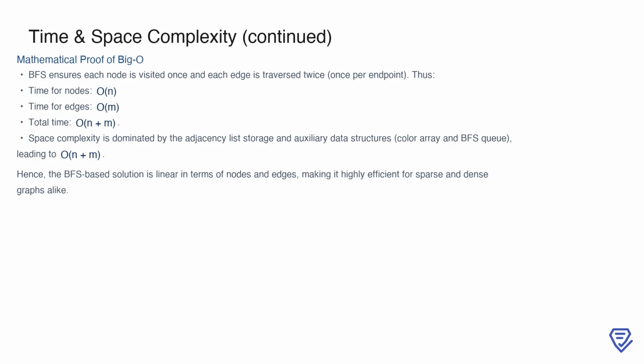On the space complexity side, the adjacency list representation of the graph, the color array, and the BFS queue together dominate the memory usage, resulting in a total space complexity of O(n + m). This linear relationship with the number of nodes and edges makes the algorithm highly efficient for both sparse and dense graphs, providing an optimal solution to the bipartite graph problem.